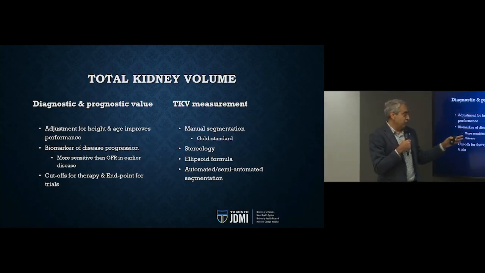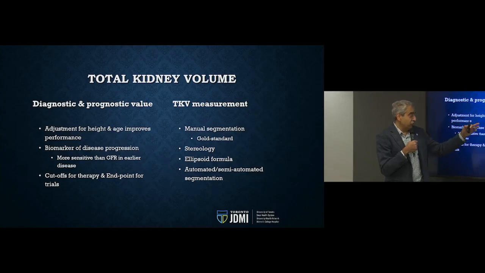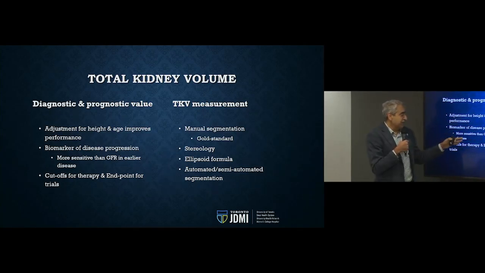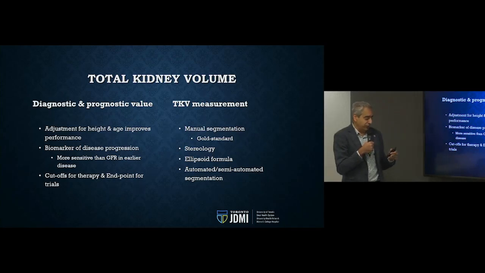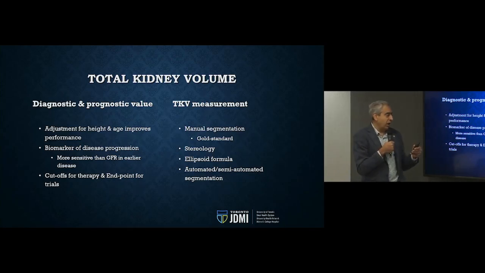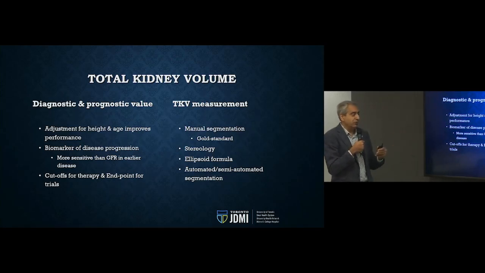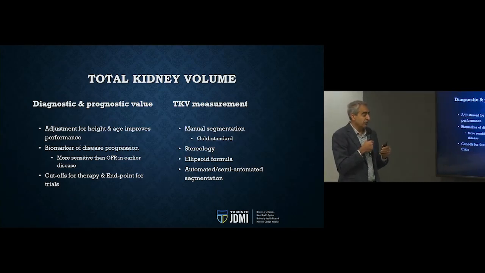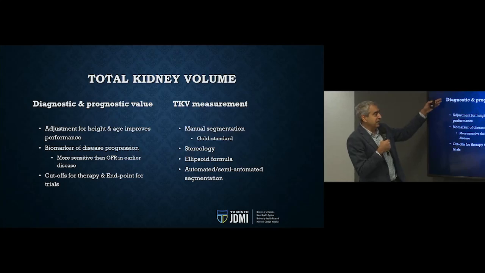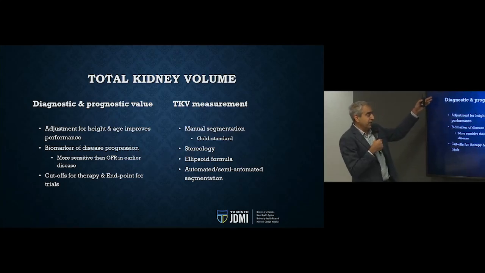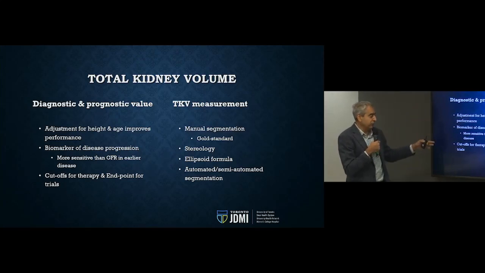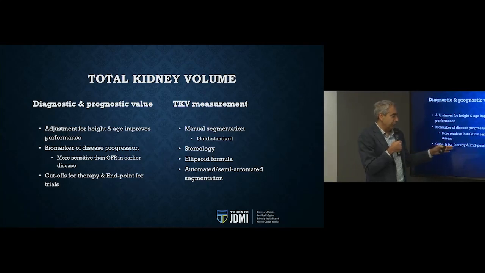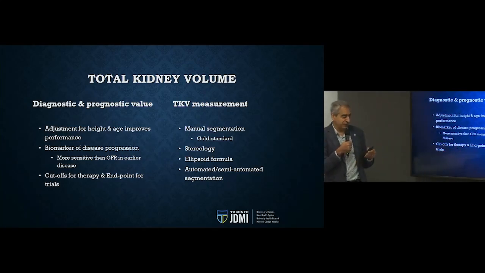Okay, so it's a biomarker of disease progression, and it's more sensitive than actual renal function in terms of determining how the kidney will perform down the line in the future. And so then we can use that height-adjusted, age-adjusted total kidney volume to determine whether or not we should start therapy in patients and use it as an endpoint for trials as well.